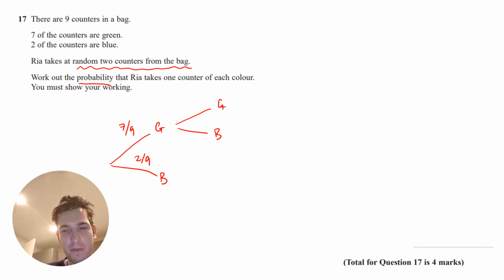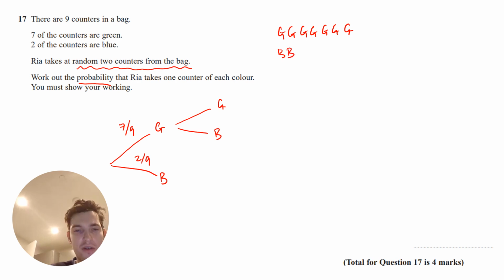But then on the second pick, I need to be a bit careful. So if she picks a green, then let's just draw it out. So I've got 7 green. 1, 2, 3, 4, 5, 6, 7, and 2 blues. So if I first pick a green one, what have I got left? Well, there's 6 green left and 8 in total. But if I pick a green one, then blue is 2 out of 8. Okay. But if I pick a blue one first, let's cross out a blue one.